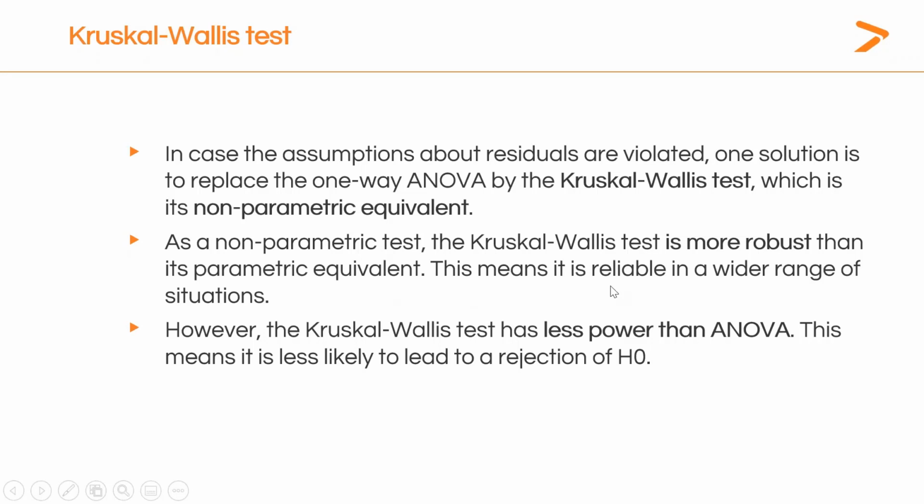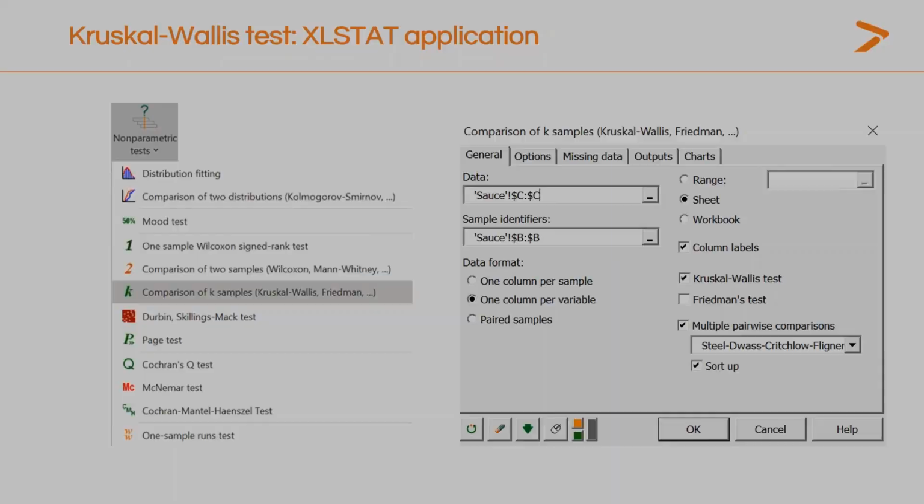So as a non-parametric test, the Kruskal-Wallis is more robust. This means that it's reliable in a wider range of situations. It's more robust to the violations of the residual assumptions. It's more robust, but on the other hand, it has less power than ANOVA. So this means that it's less likely to lead to a decision or to a rejection of H0. And this is exactly what we're going to see in our example.